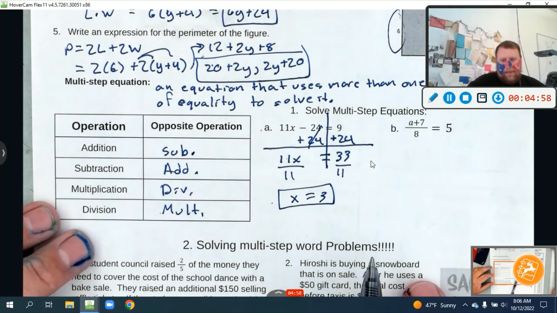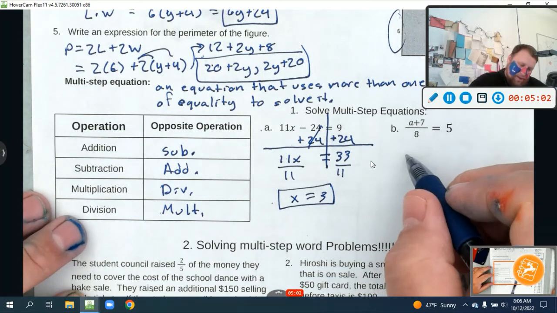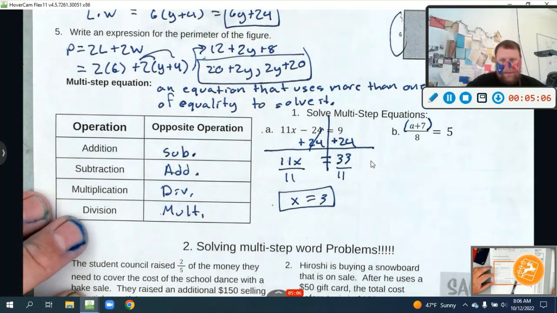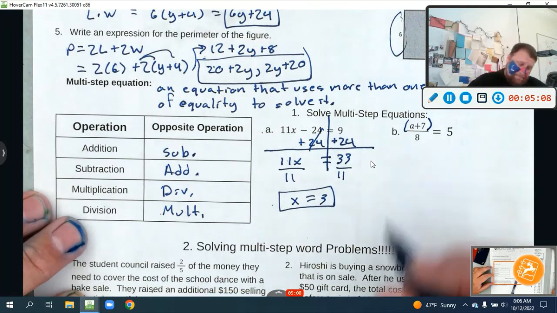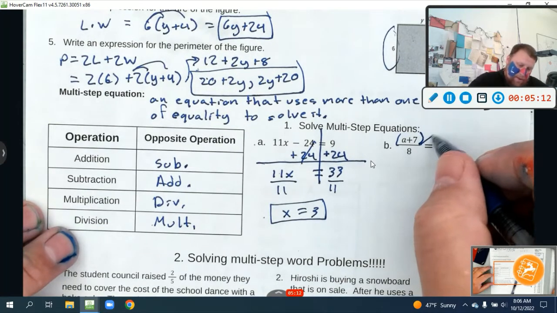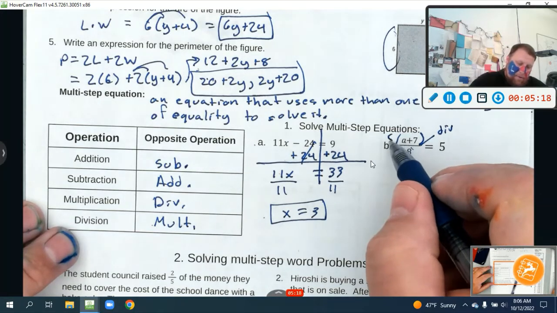Let's look at this next one. This looks a little challenging. But we can do it. Are you ready for this? So I'm going to treat this like it's parentheses right there, because it is, even though we don't see them. And this fraction bar means divided by, right? So if this means divided by, what's the opposite of division? It's multiplication. If I'm dividing by 8, I'm going to multiply times 8.